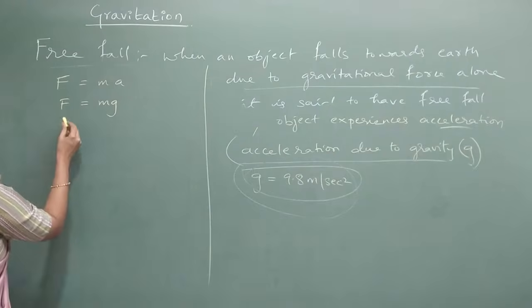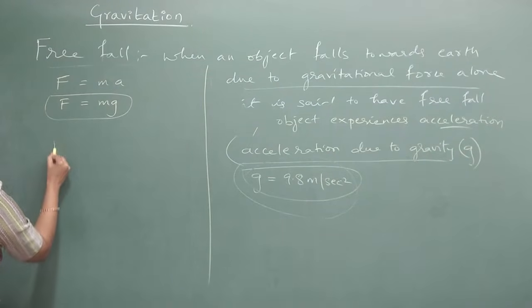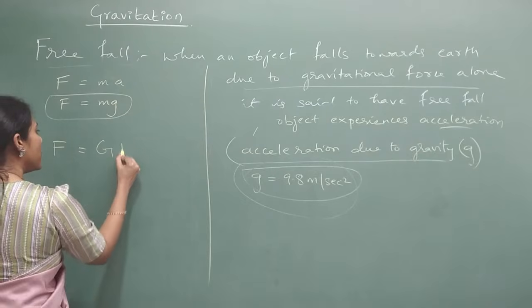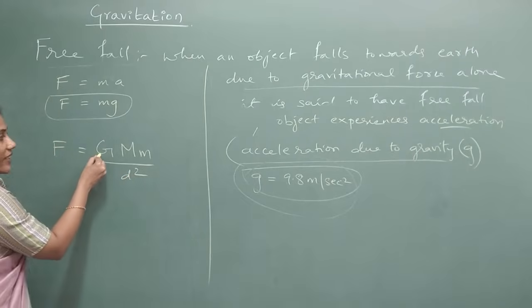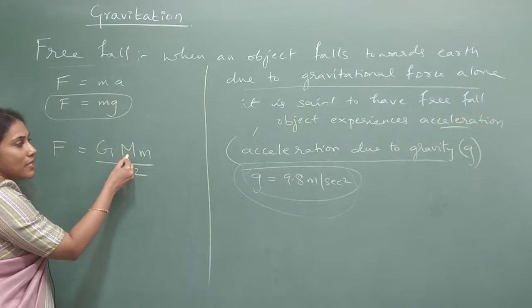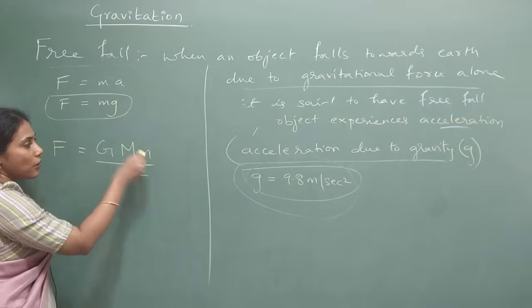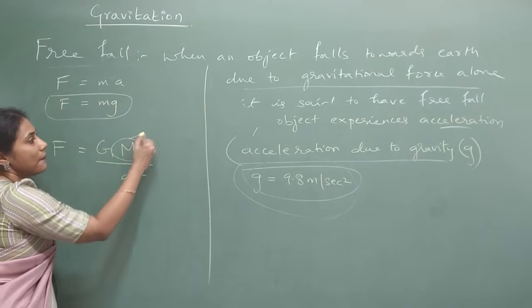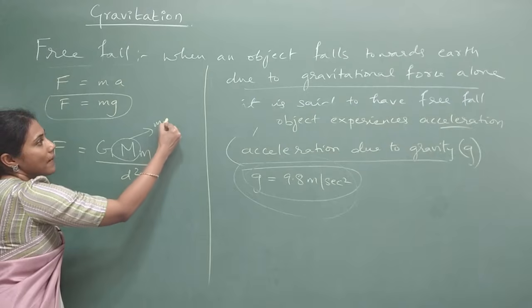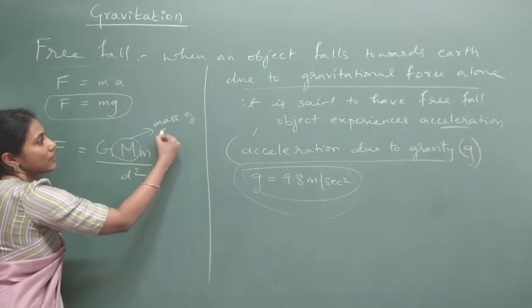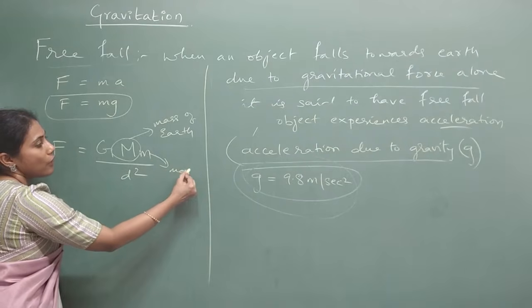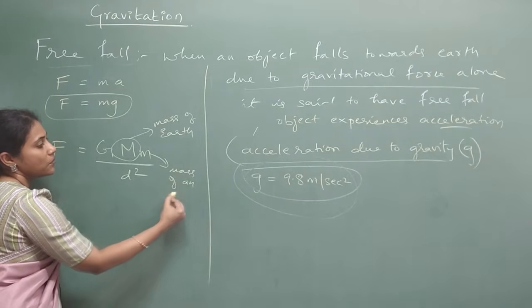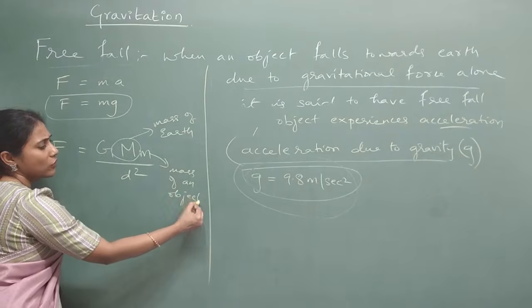In the previous class we have learnt the formula for gravitational force, that is F is equal to capital G capital M small m by d square, where capital G is the gravitational constant, and capital M is the mass of the bigger object, the mass of the earth here. And small m is the mass of an object which is freely falling onto the earth.